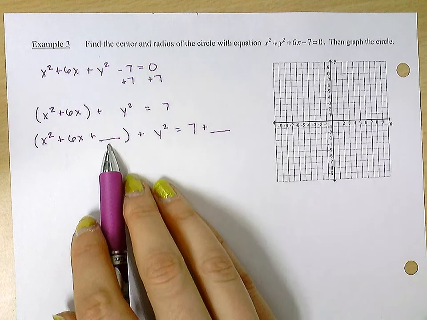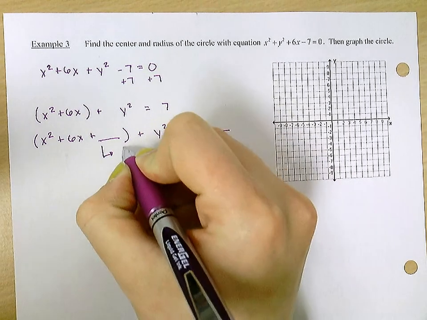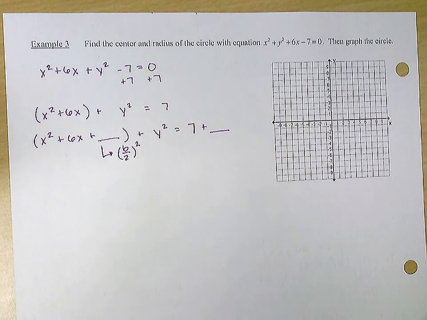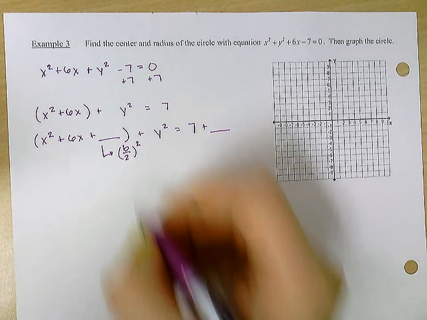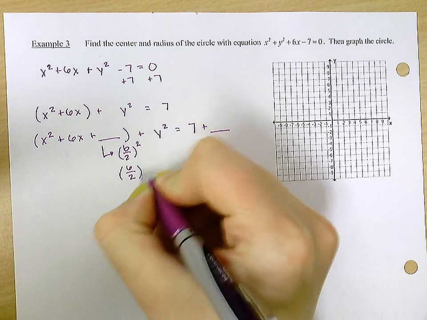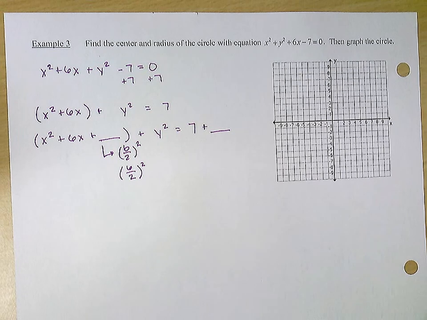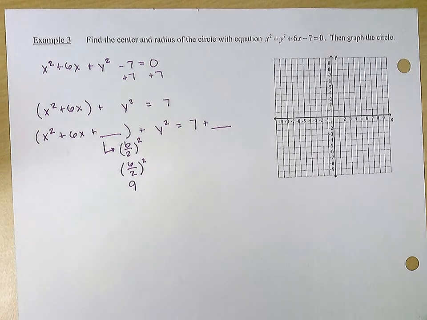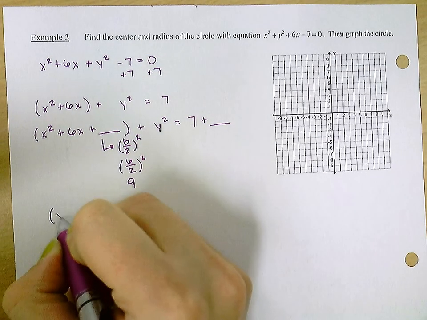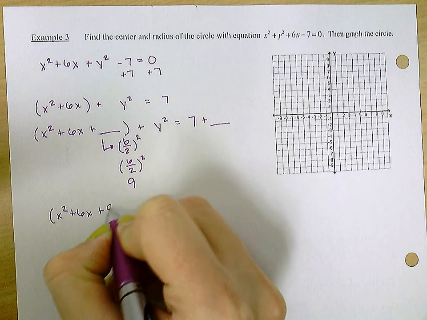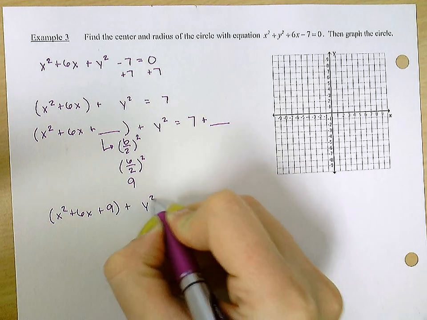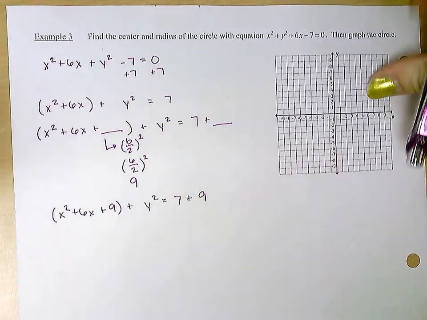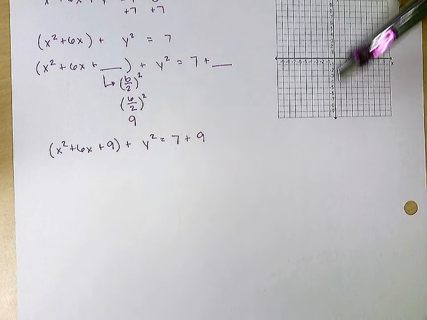Now again, to get this value, we use (b over 2) squared. Okay, our b value is 6. So we use 6 over 2, that quantity is squared. 6 divided by 2 is 3. 3 squared is 9. Okay, so we have x squared plus 6x plus 9 plus y squared is equal to 7 plus what? 9. A little crooked, but it's fine.